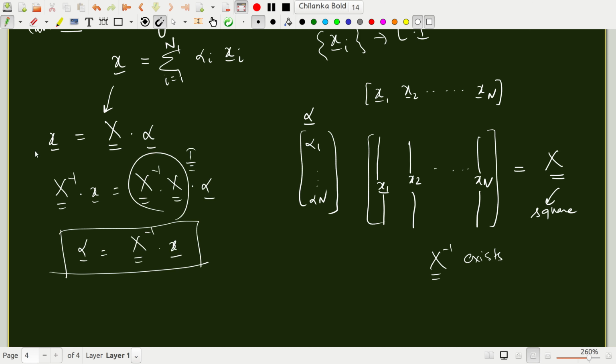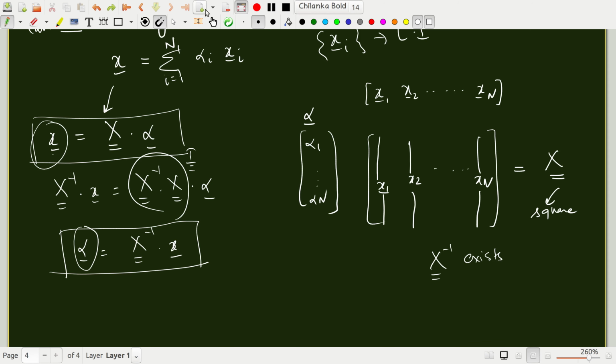So there are two things here. I want to write a given vector in terms of a basis, and if I want to know the coefficients of this vector in that basis, that coefficient vector alpha is obtained by multiplying the original vector by X inverse, where X is this transformation matrix. This is a very useful idea once again, and we will see that the same idea carries over to functions as we go along.